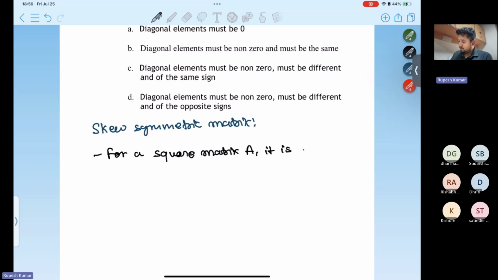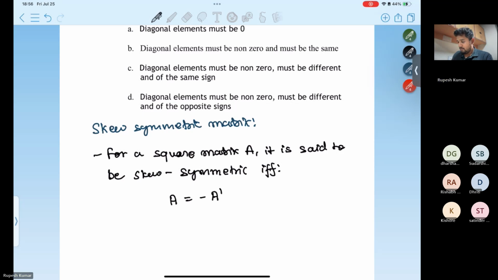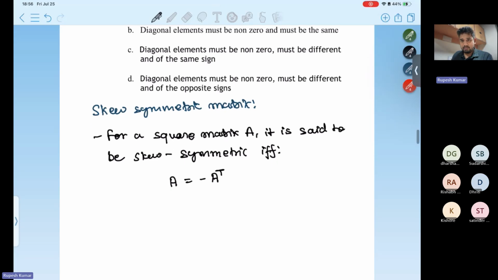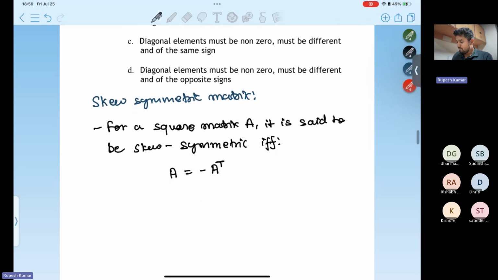It is said to be skew symmetric if and only if A equals negative of A transpose. Fine, everyone. Do you remember this definition? It has been taught in the class, in the video lectures, right?